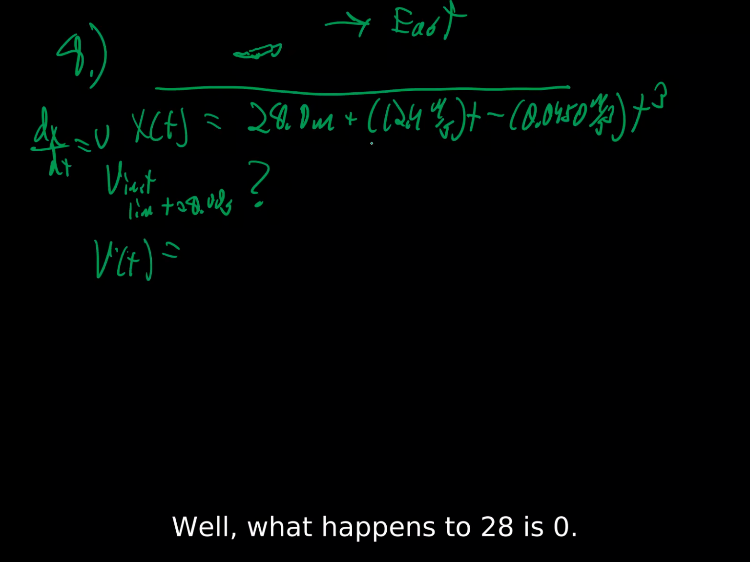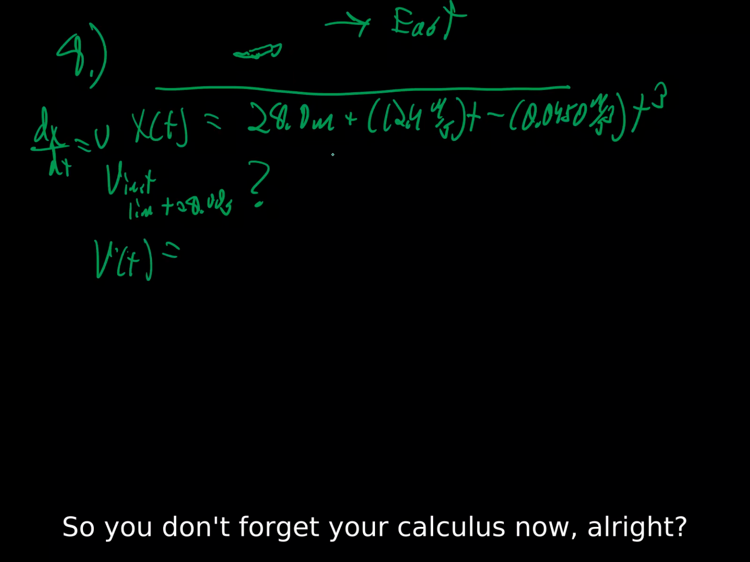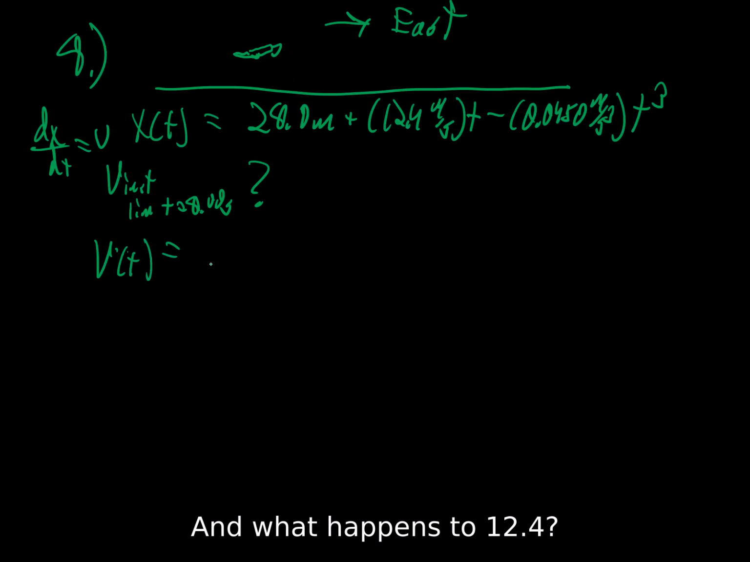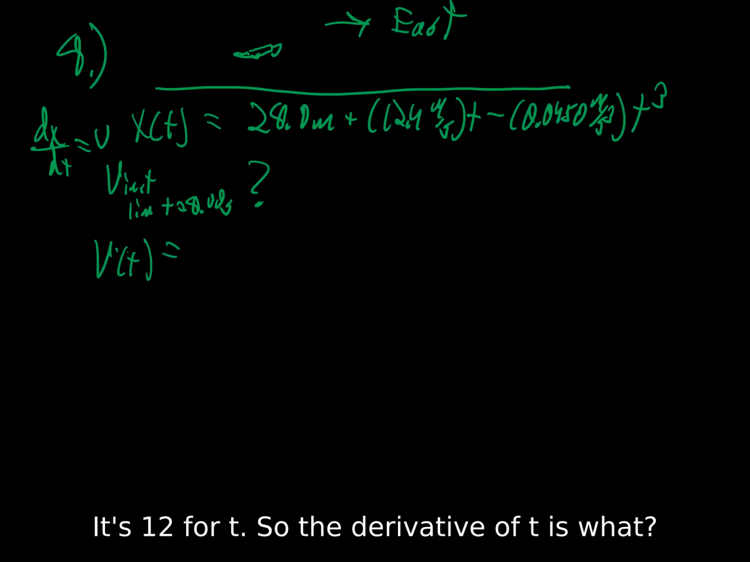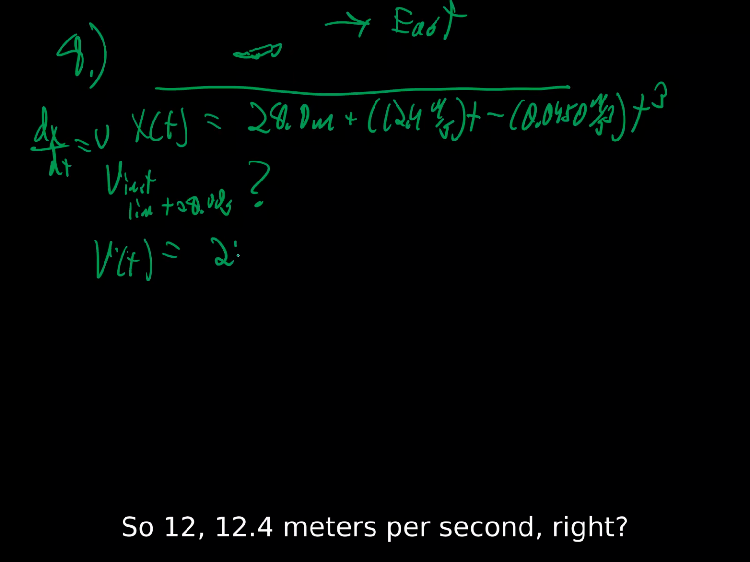Well, what happens to 28? It's 0. Well, why? Because there's no t on it. You take the derivative of a constant, and it goes to 0, right? Don't forget your calculus now. All right, 0, and you said it. And what happens to 12.4? It's 12.4t, so the derivative of t is what? 1, right, basically. So it stays 12.4, doesn't it?